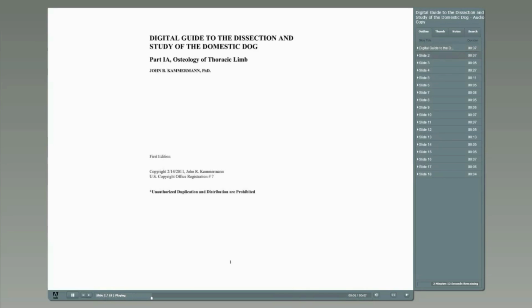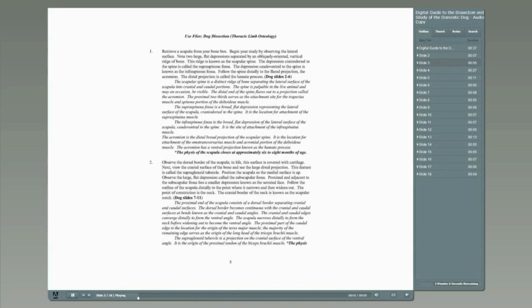The section on osteology contains 8 pages of text describing the anatomy of the bones of the thoracic limb. Specific features of the scapula are revealed in this page of the guide.